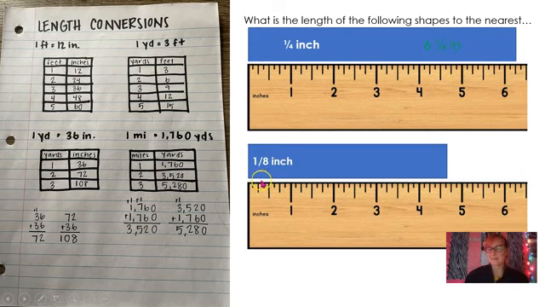Next, I am going to measure to the nearest 1/8 of an inch. The 1/8 of an inch are these really small lines right here. I have 1, 2, 3, 4 whole inches, and then 1, 2, 3, 4, 5 until I get to the end right here. So that would be 4 5/8 of an inch.